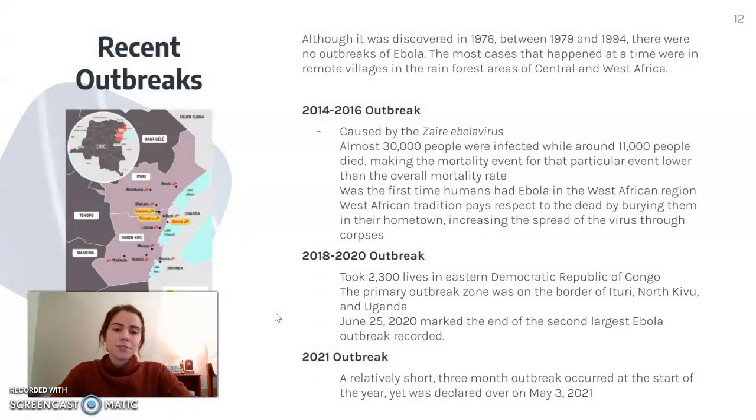In 2018 through 2020, there was another outbreak, not as large, but it took 2,300 lives in the Eastern Democratic Republic of Congo, and June 25th of last year marked the end of that outbreak. And in 2021, a relatively short 3-month outbreak occurred at the start of the year, but it ended on May 3rd of last year.